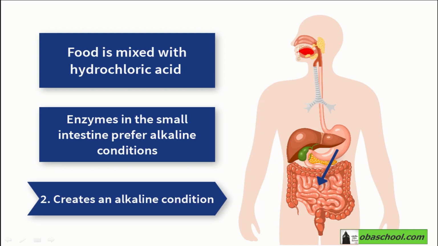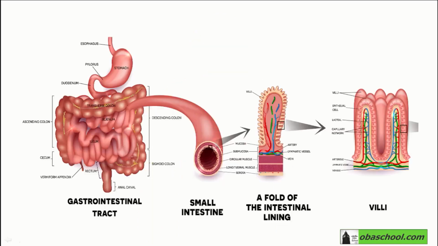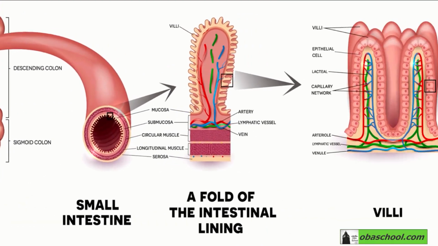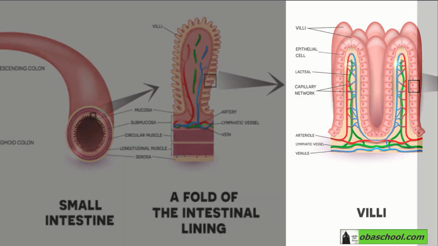Now, there are a lot of small soluble molecules that are ready to be absorbed into the bloodstream and then throughout the body. This occurs in the small intestine because of its large surface area and because it is covered with the villi, these foldings of the inner surface.